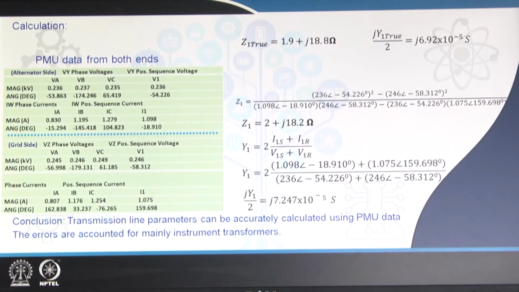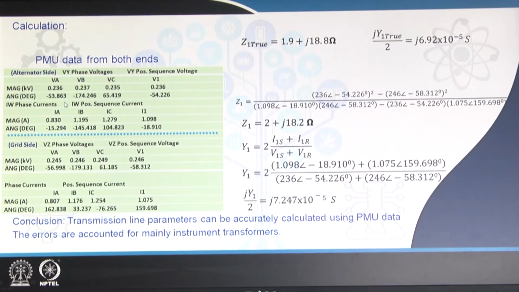As already mentioned, after the experimentation we obtain the PMU data from both ends. This is the alternator side data and this is the grid side data. So, in this setup the positive sequence impedance of the line happens to be 1.9 plus j18.8 ohm as per this setting, and the corresponding Y value happens to be j6.92 times 10 to the power minus 5 Siemens.